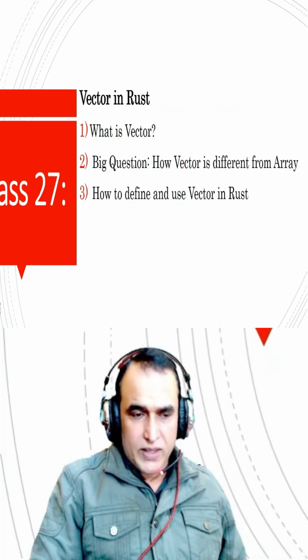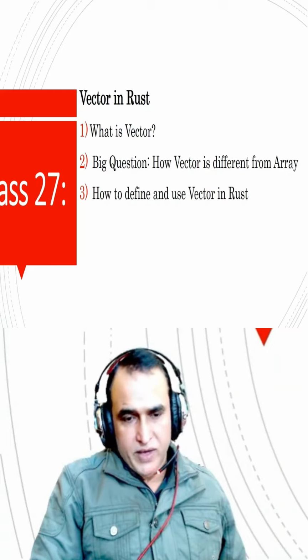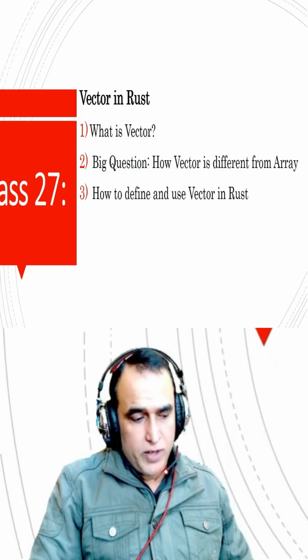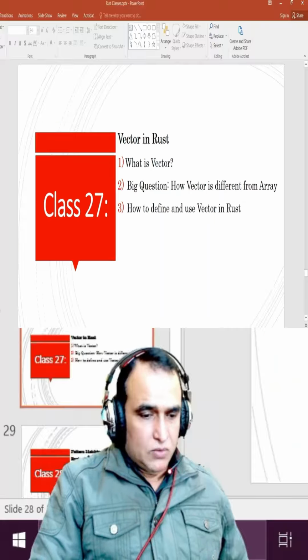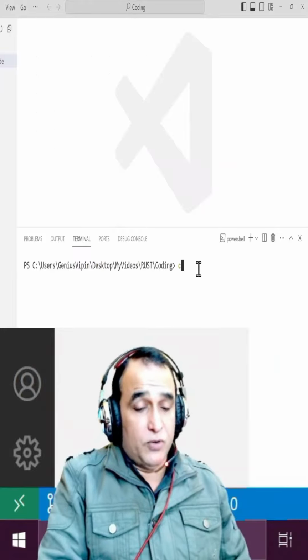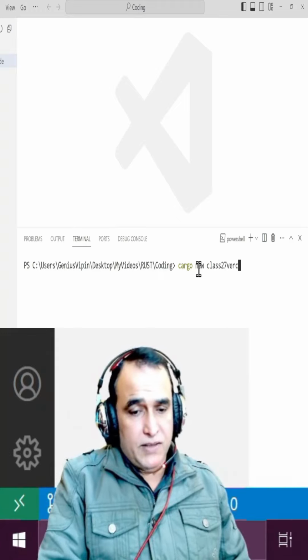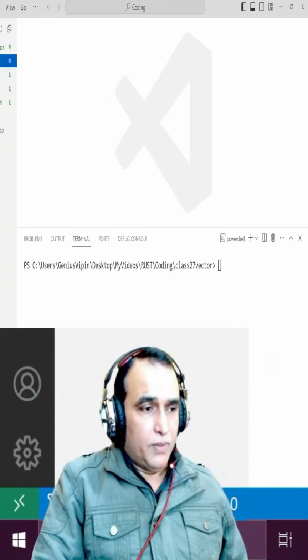We are going to understand that with the help of an example, and we are going to define the vector in Rust. So watch this video completely, then we are going to understand the difference between vector and array with an example. Again I create a new project, I say cargo new class number 27, I say vector, cd class number 27.